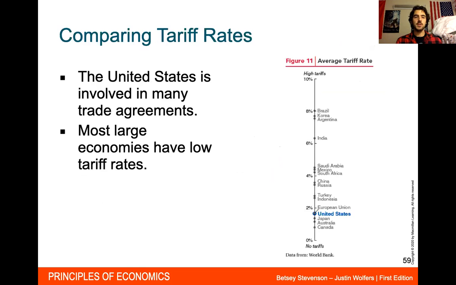Comparing tariff rates, the United States is involved in many trade agreements, and most large economies have low tariff rates. We have a very low tariff rate. We are below the European Union. We are above 1%, but under 2%. So we're doing pretty well.